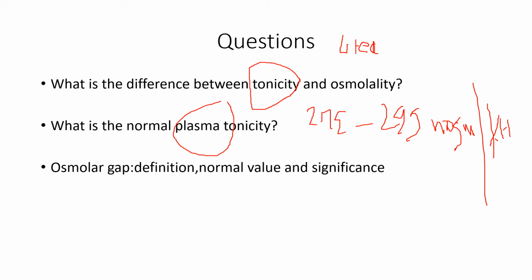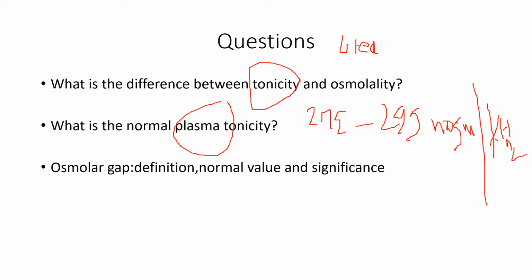The third question is, what is the osmolar gap? Osmolar gap is the difference between the measured and calculated osmolarity. Normally, the measured is a maximum of 10 more than the calculated one. It should be less than 10. More than 10 difference is abnormal.